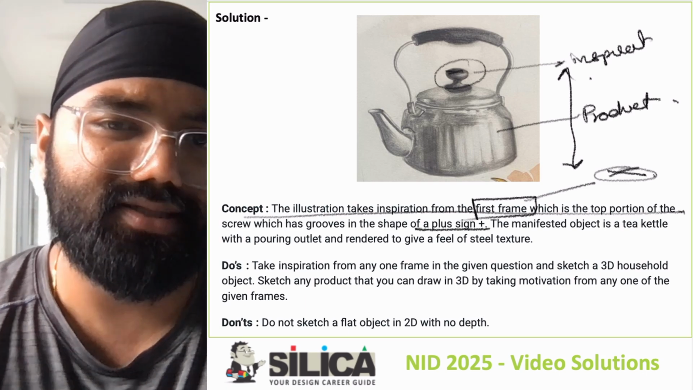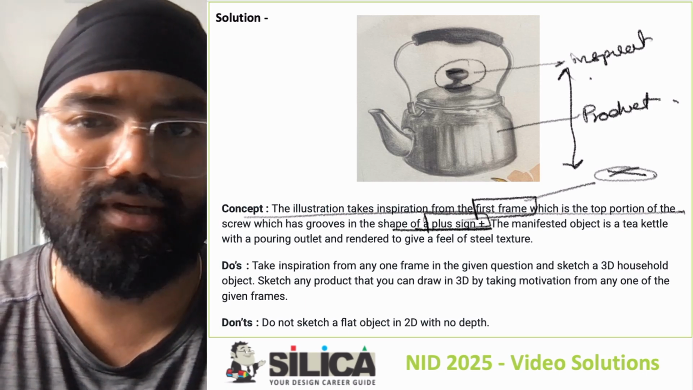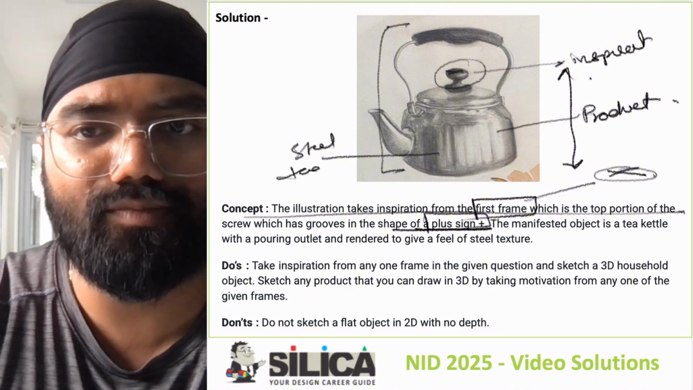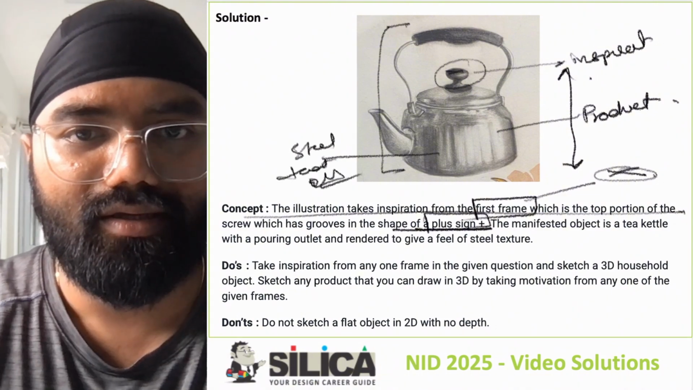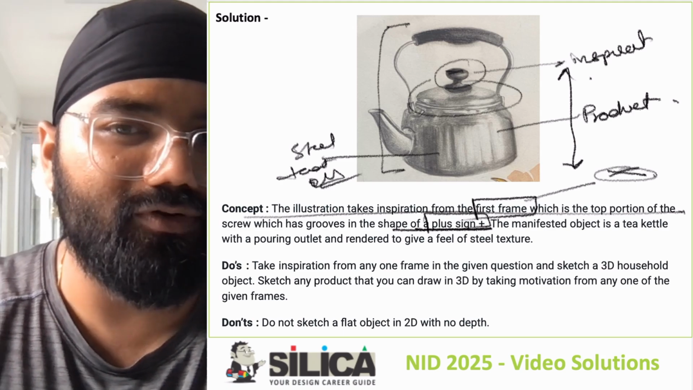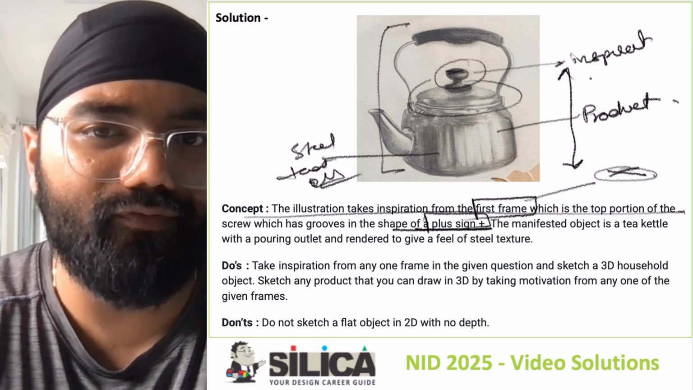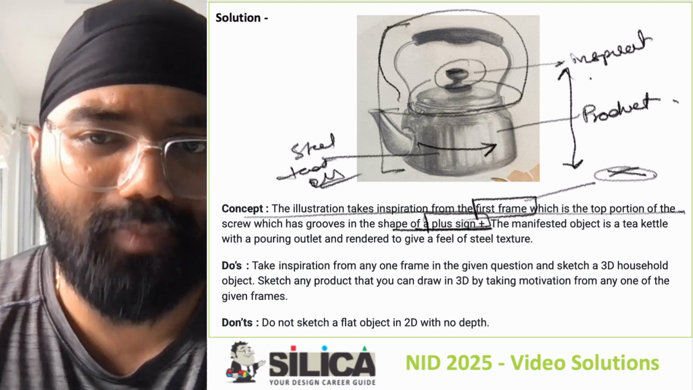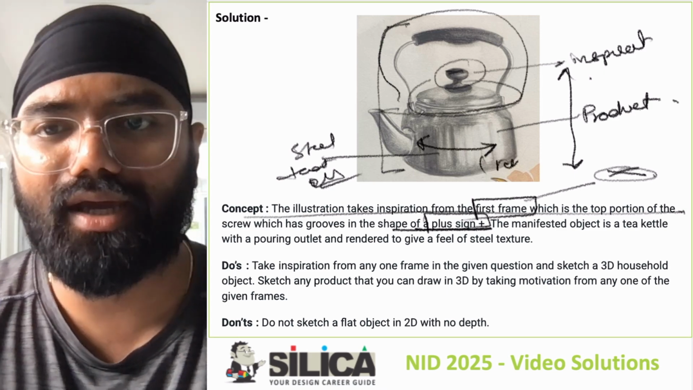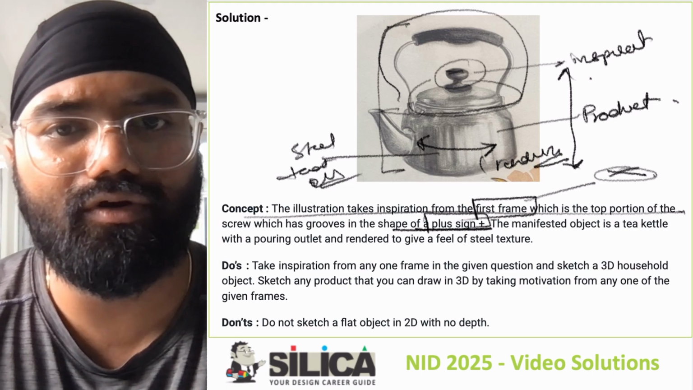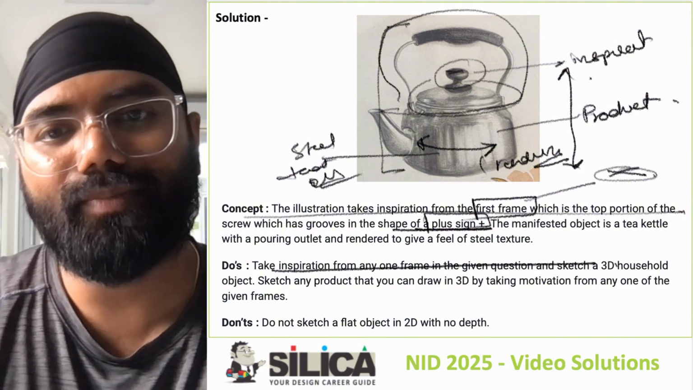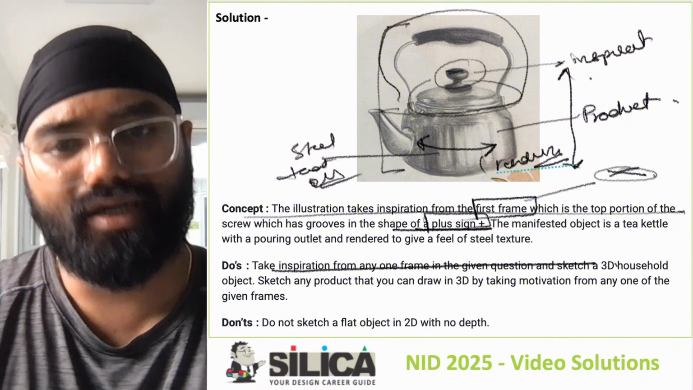So in the sample, we have a beautiful sketch of a steel tea kettle. And why is it good? Because the top view of the screw resembles the lid of the kettle, and the artist has also added a spout, handle and body, and rendered it to look like polished metal. So it's highly imaginative yet believable. That will definitely work.